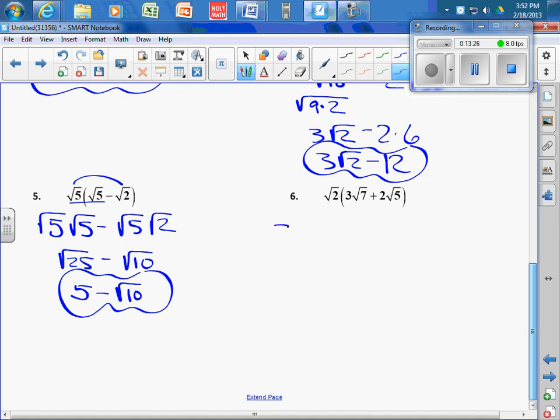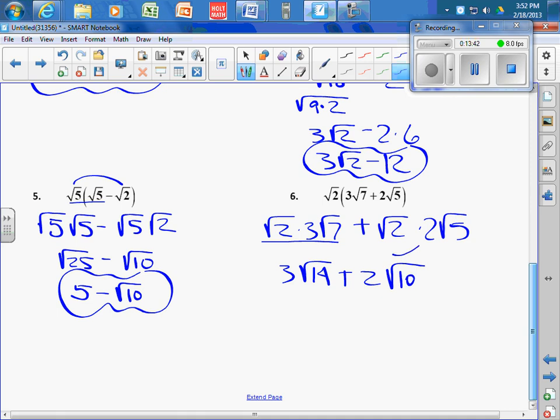Radical 2 times 3 radical 7. Bring down the plus sign. Radical 2 times 2 radical 5. Numbers that are outside stay outside. 3 radical 14 plus 2 radical 10. Final answer.